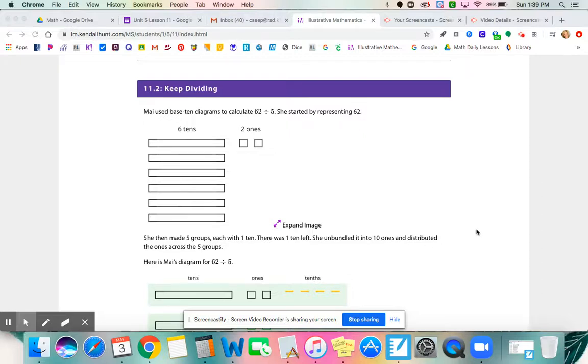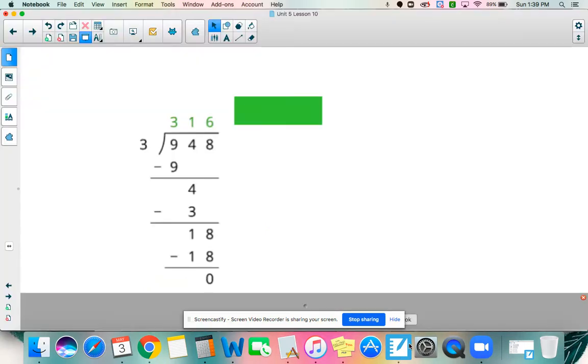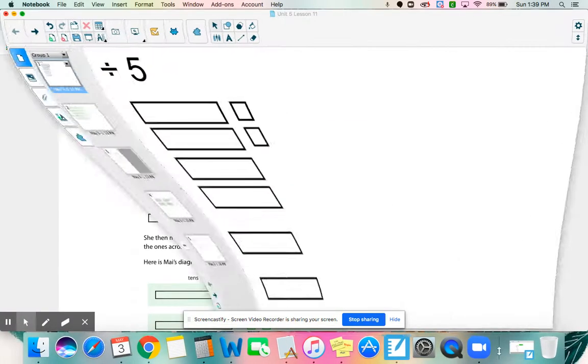All right, you guys, we're going to move on to Unit 5, Lesson 11, and we're going to start to see what happens when we don't get whole number answers and look at how division with decimals comes into play here. I found it easier to make this into a Smart Notebook file like my last one, so we'll pull that up.